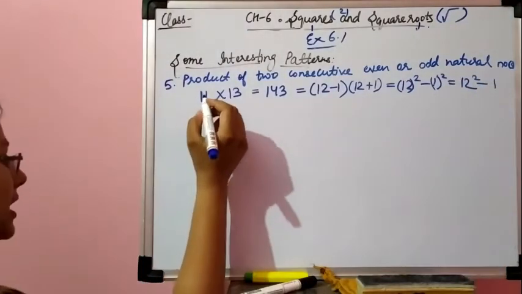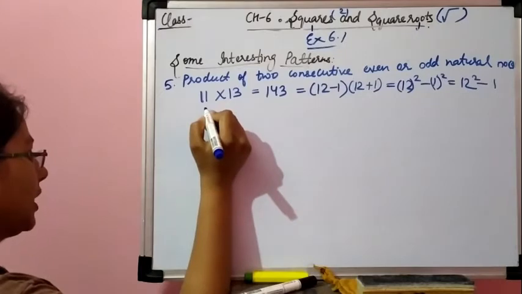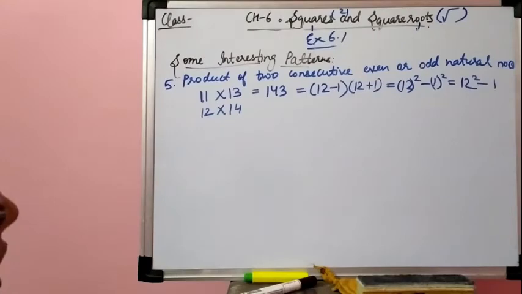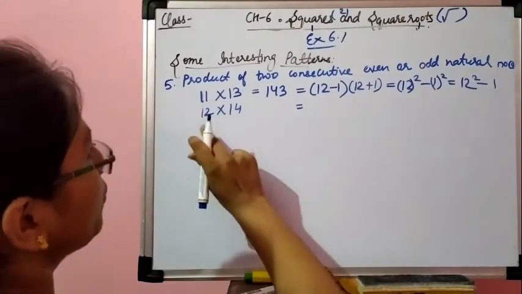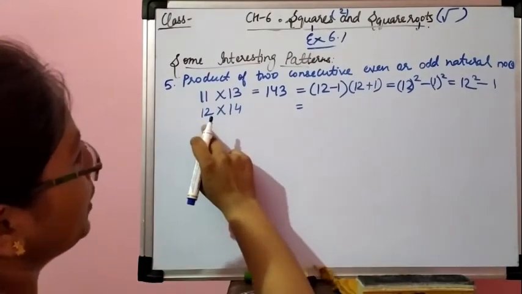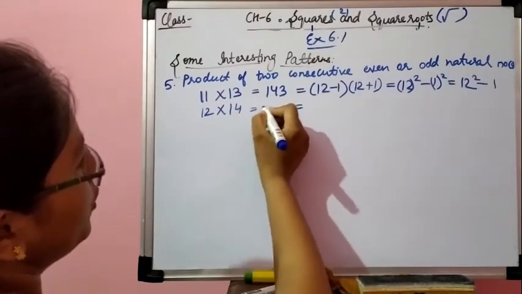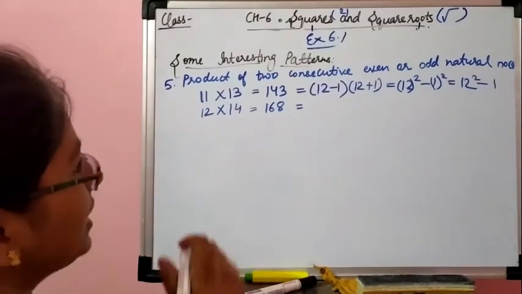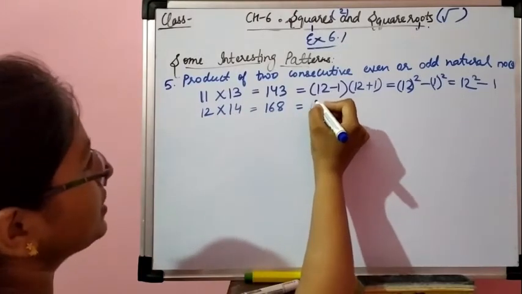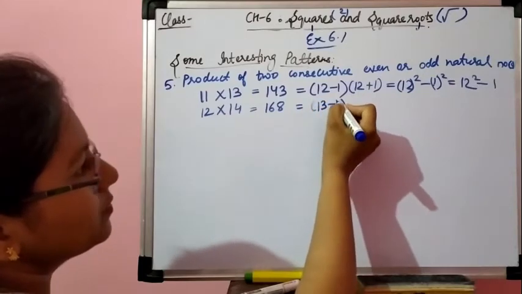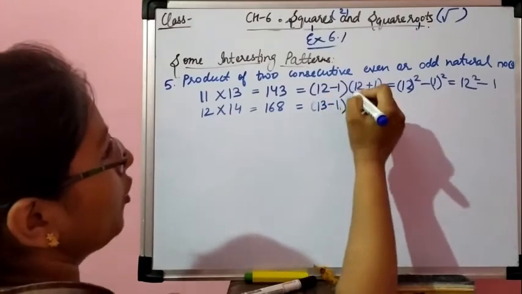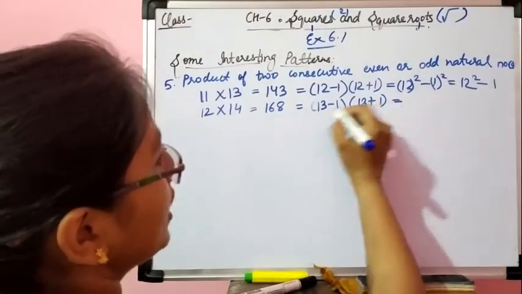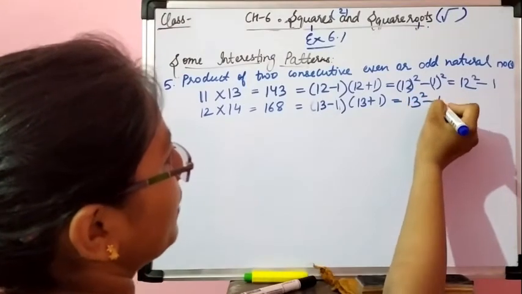Now similarly, let's take some, like I am taking 12 and 14. They are consecutive even numbers. Now the answer for this will be 168. How have I found the answer directly? Because 12 can be written as 13 minus 1 and 14 can be written as 13 plus 1. Okay, so it will be equal to 13 square minus 1.